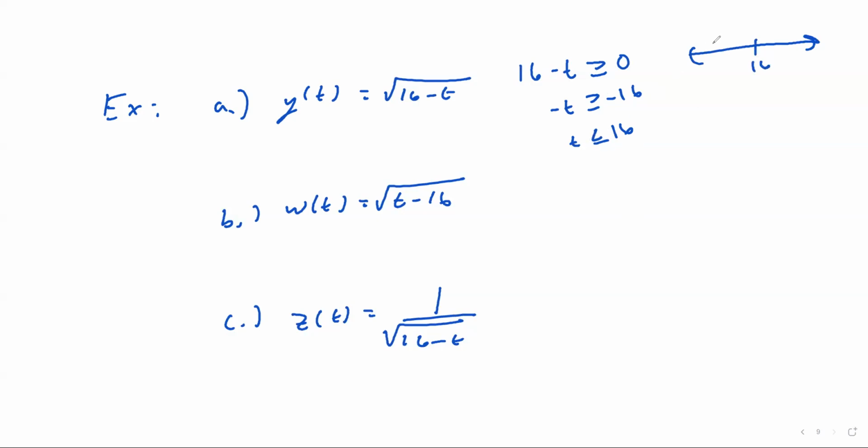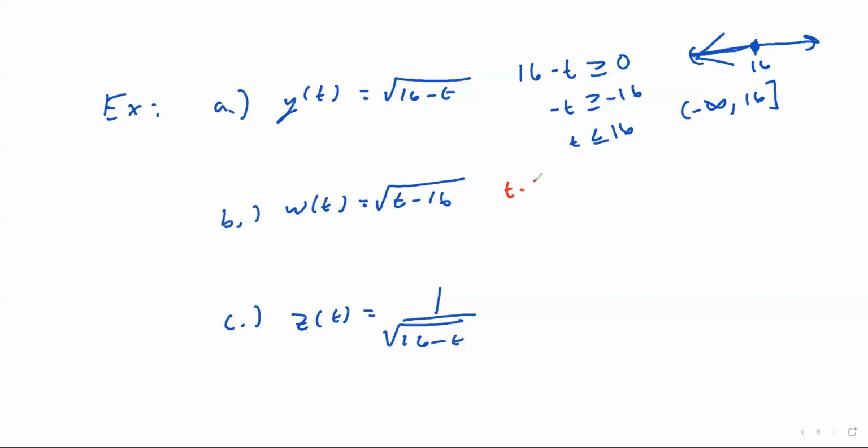This will be a solid circle since there's a line underneath it, and I'm shading in this direction. So I can see my interval notation's farthest left number would be negative infinity all the way to 16, and then there would be a bracket on 16 because it is included. Do the same thing with part B.